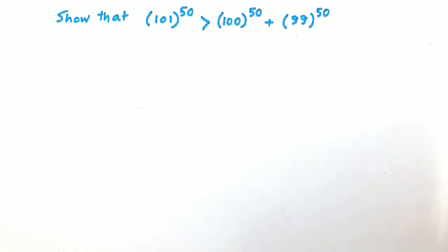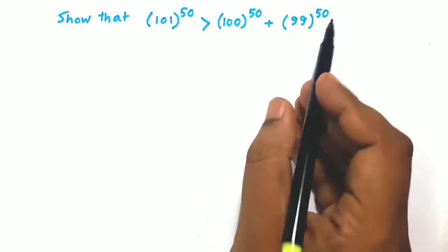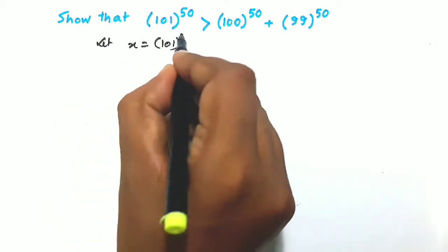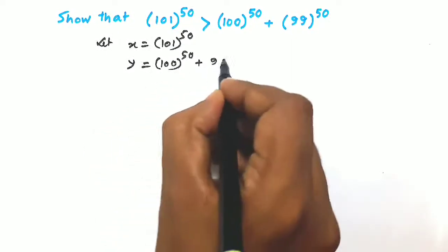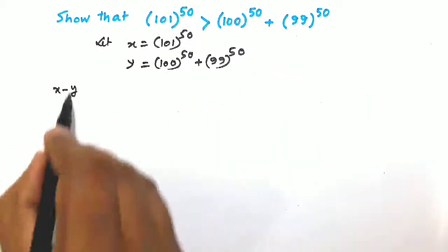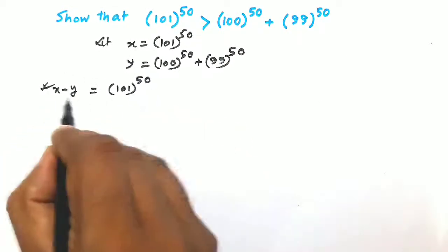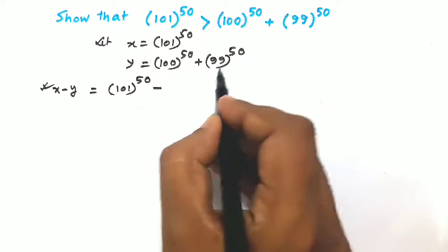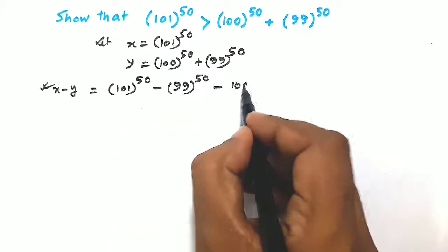One interesting question: show that 101^50 is greater than 100^50 + 99^50. First of all, we consider let x be 101^50 and y be 100^50 + 99^50. Okay, now we find x − y. x − y is equal to 101^50 − y, that is minus 100^50 minus 99^50. I write this one first: 99^50 minus 100^50.